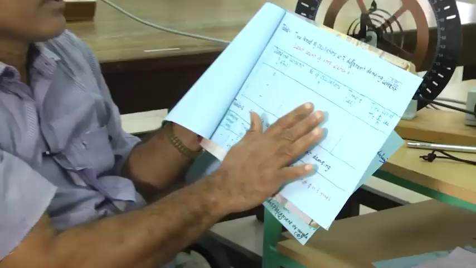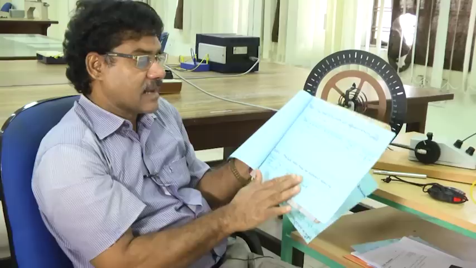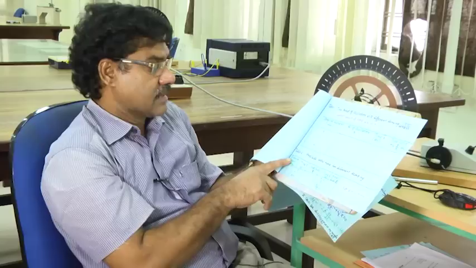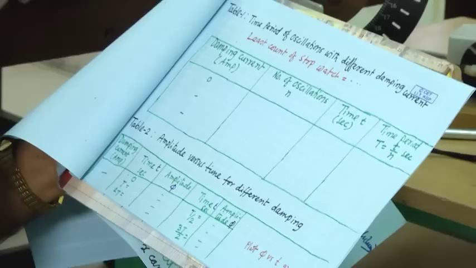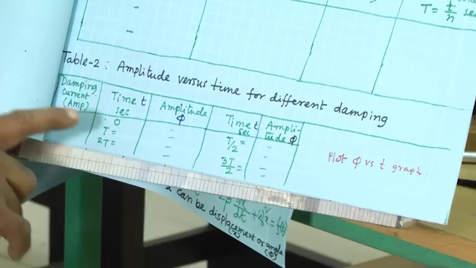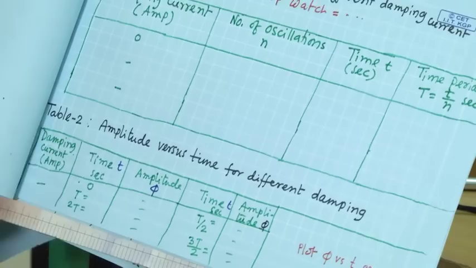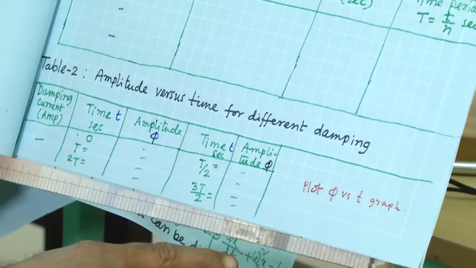So, we will note down, then amplitude versus time for different damping, as I showed you. For a particular damping current, I will take the amplitude at t equal to 0, at t, 2t, 3t, and note it down here. Then on the other side, as I told, at times t by 2, 3t by 2, we have to note down. Then we can plot the phi versus time graph, okay.